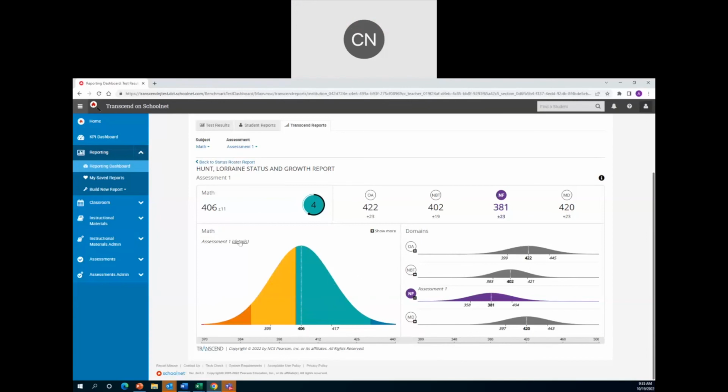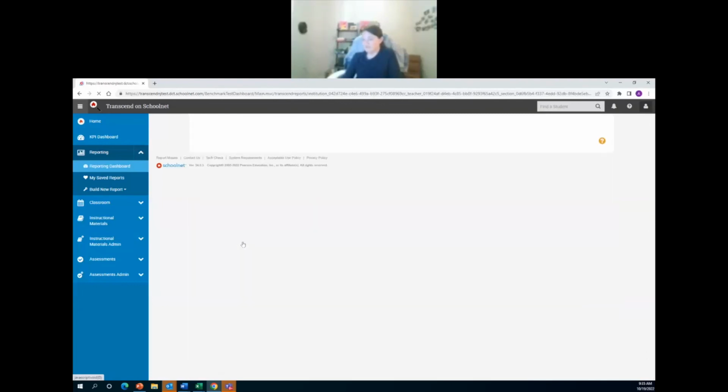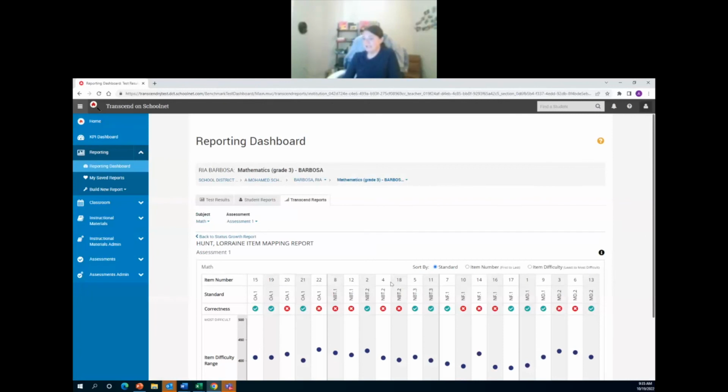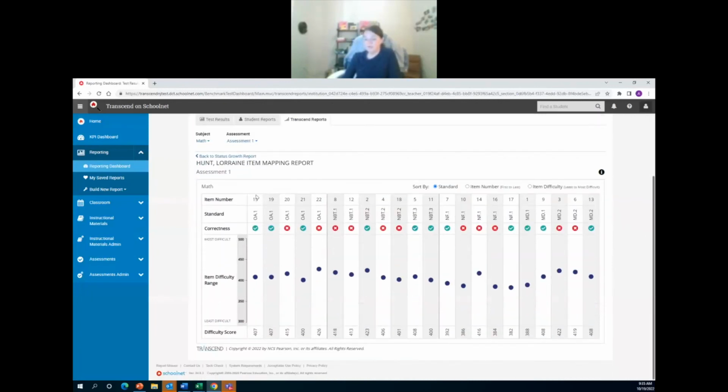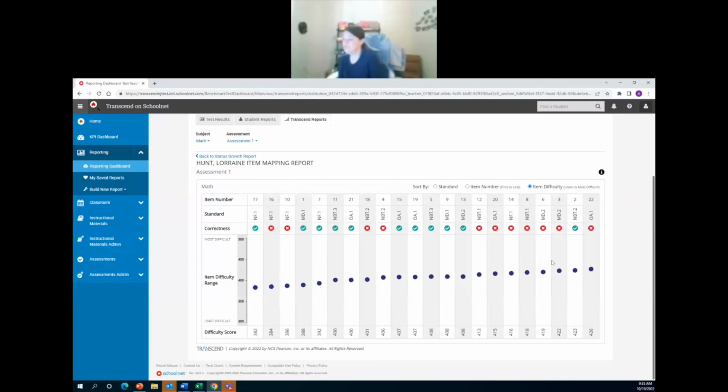Okay. So again, we have the link here with an underline. And if I drill down further, now I can see Lorraine's performance by item. This is our item mapping report, and I can sort it in different ways. Here is how she performed based on the sequence of the items. Here's how she performed if I want to group them by standard. And here's how she performed based on the item difficulty. And it goes from least to most difficult.